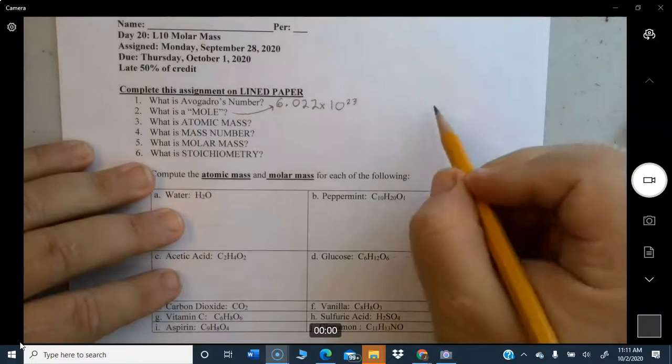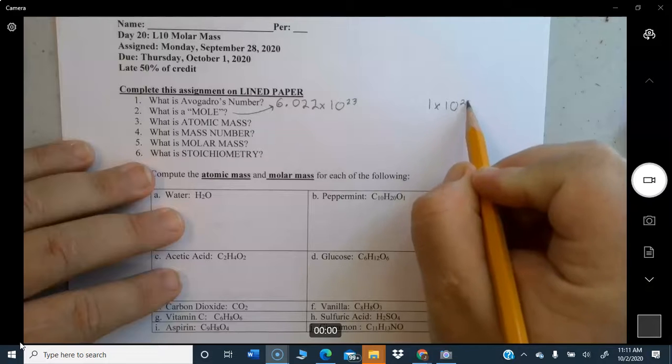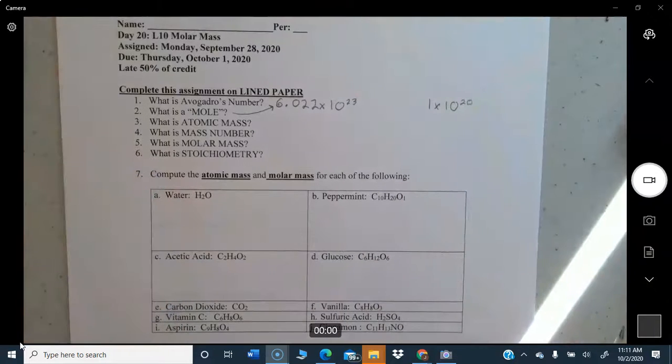The question is, why this number? It seems like kind of a strange number, 6.022. Why would they choose that? Why not this? Why not 1 times 10 to the 20th? That's a nice round number. It's also a very big number, and it's one with 20 zeros behind it. Why not use that number? We're going to talk about that in just a second, and you'll have the answer to that question very soon.